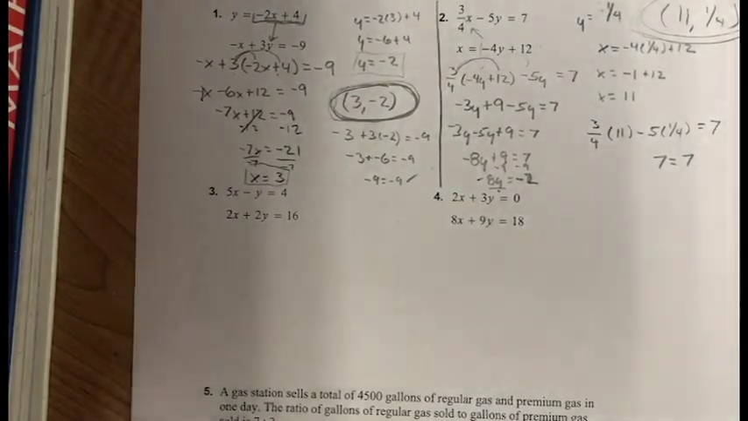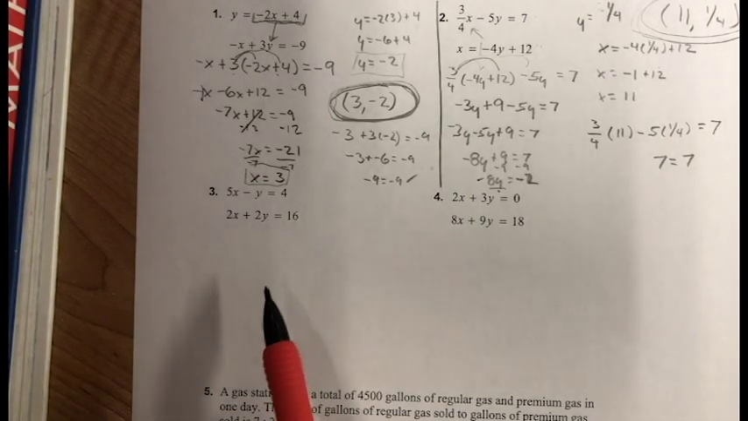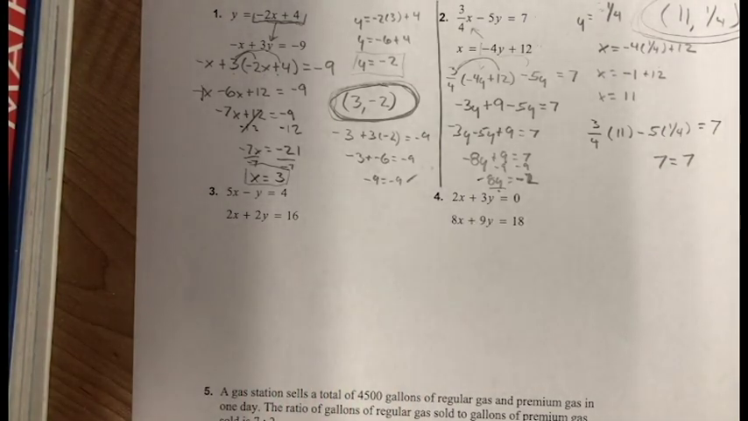All right, so number 3, I have 5x minus y equals 4, and 2x plus 2y equals 16. So right off the bat, you should realize that we have a problem. We don't know what x is, and we don't know what y is. And so step 1 tells us to solve one equation for one of the variables. Here is the thing. It does not matter which one you use. You can use the first one or you can use the second one.